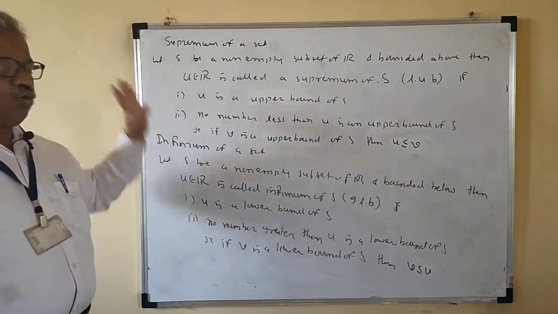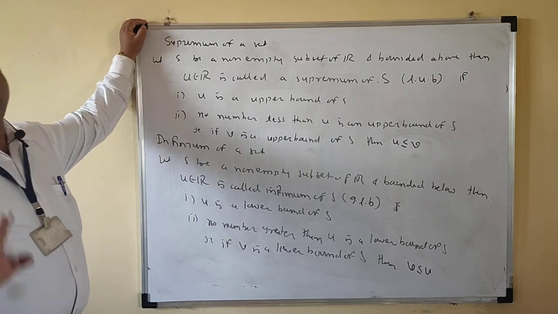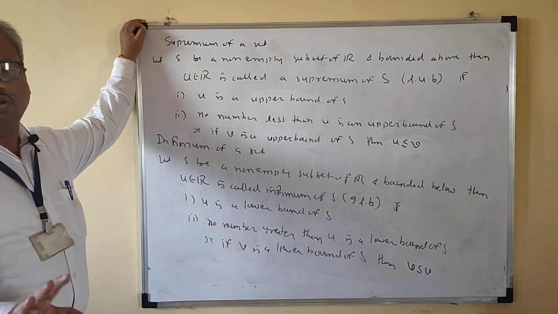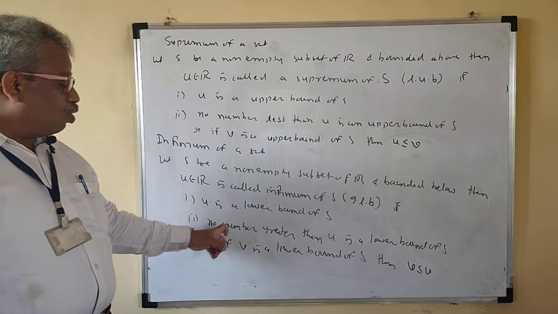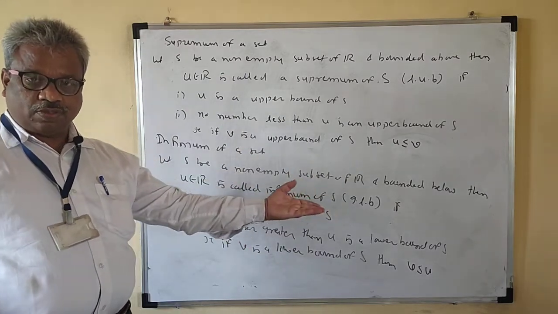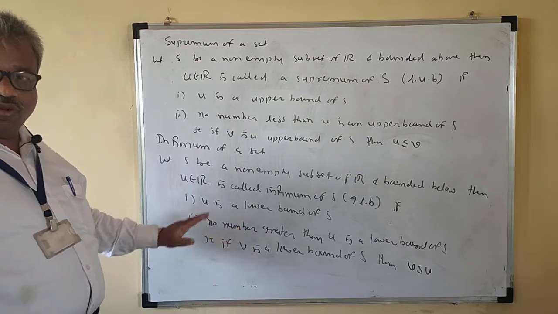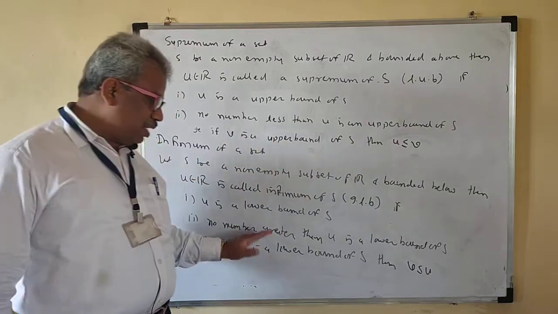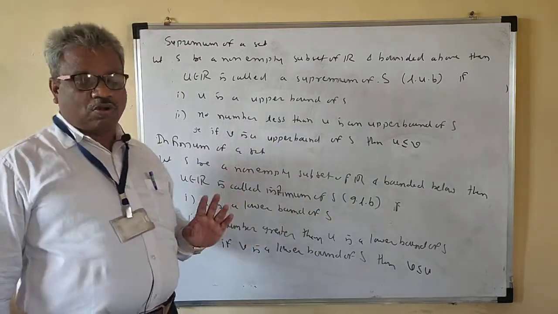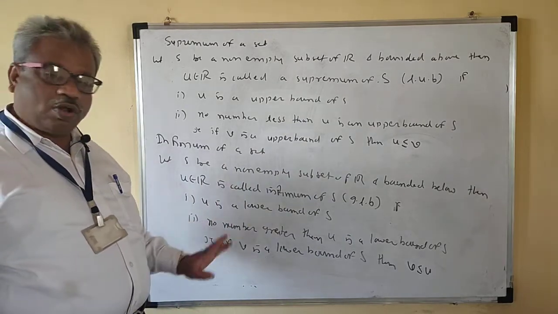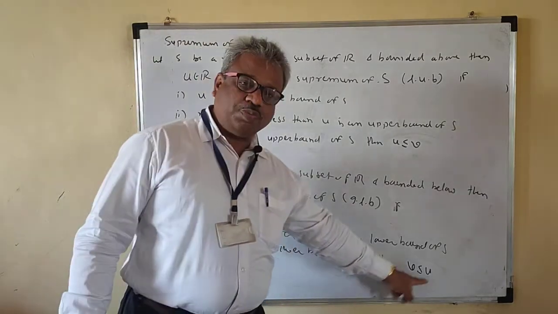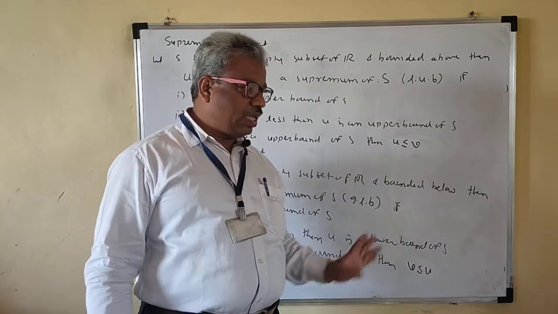If U is a lower bound of S, so the infimum is a lower bound of S. It is always a lower bound of S. Next, no number greater than U. Because you are saying that U is the greatest lower bound, that means no number greater than U is a lower bound of S. So if V is a lower bound of S, then V must be less than U.